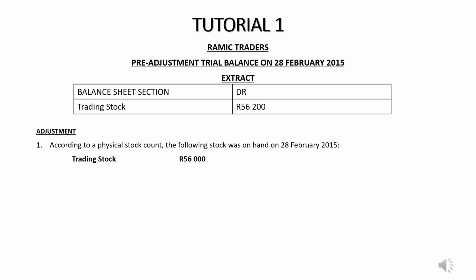Okay, firstly, you are given an adjustment that states that according to the physical stock count, the following stock was on hand on 28 February 2015. So above, you are given a closing stock.